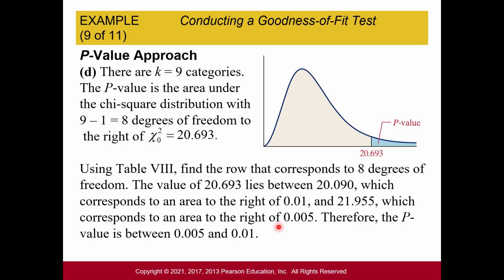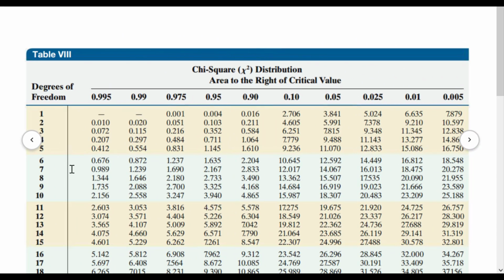So let's go over to that table real quick. Okay, so we have 8 degrees of freedom, so we're going to be in this row, and we're looking for the number closest to 20.693. If you go across that row, you'll see it's between the last two. I can't really highlight it, but it's in between these last two values right here. If you go up from there, the corresponding areas or probabilities are 0.01 and 0.005.